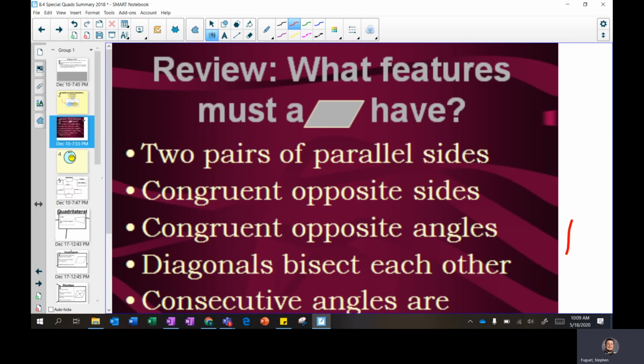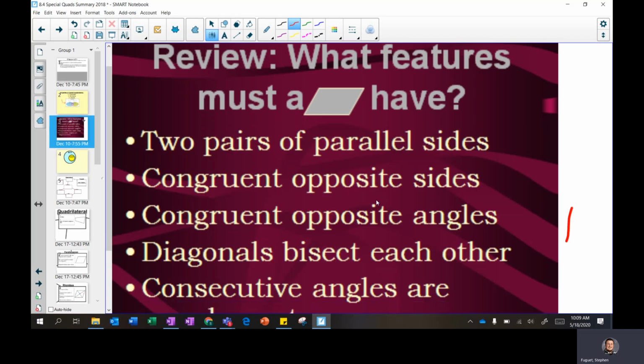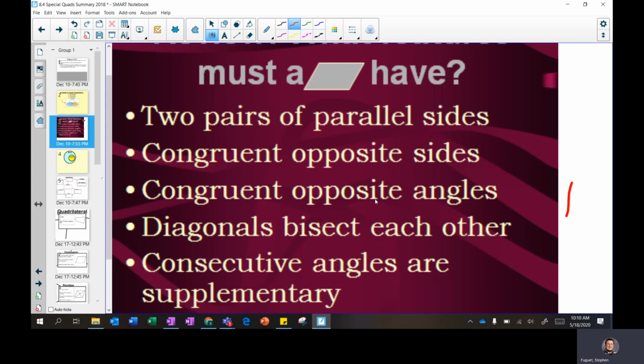These were the 5 properties that we discussed in that lesson. They have to have 2 pairs of parallel sides, congruent opposite sides, congruent opposite angles. The diagonals are going to cut each other into 2 equal parts. And lastly, you might not recognize this word, consecutive angles. That's the same thing as saying same side interior angles. So let me write that down. Same side interior angles are supplementary. Now you're probably wondering, there are no notes to take just yet. I will get to that in just a moment when we get to the flow chart.